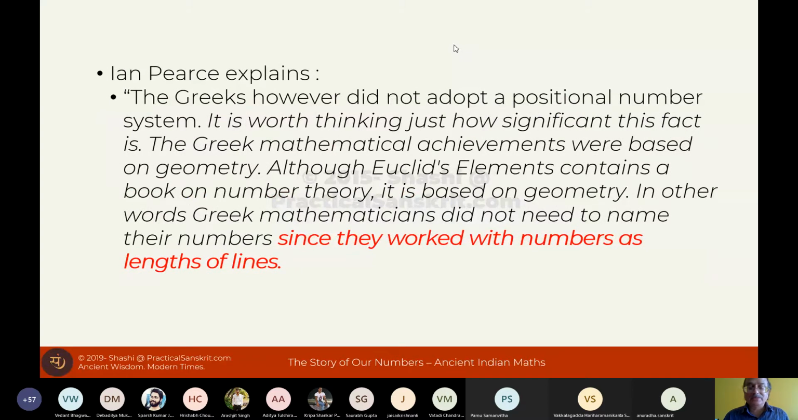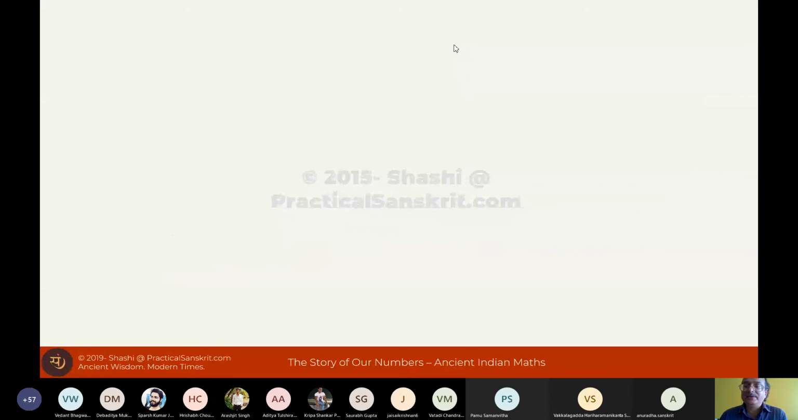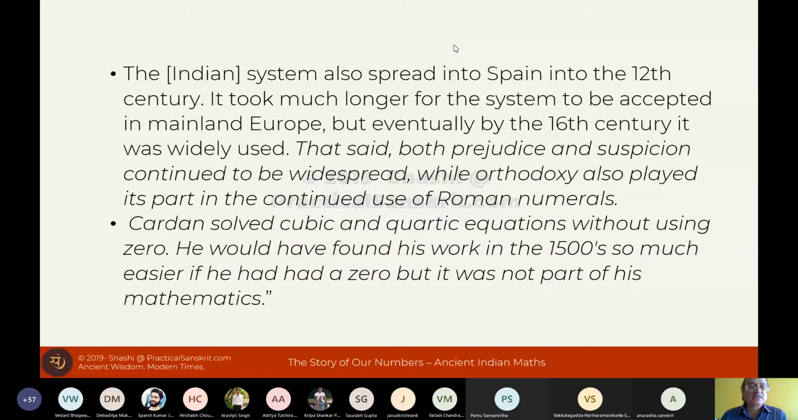Here is one important, interesting observation. The Greeks, however, did not adopt a positional number system. It is worth thinking just how significant this fact is. The Greek mathematical achievements were based on geometry. Although Euclid's Elements contains a book on number theory, it is based on geometry. In other words, Greek mathematicians did not need to name their numbers since they worked with numbers as lengths of lines.